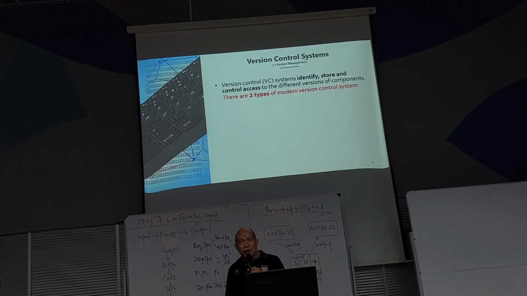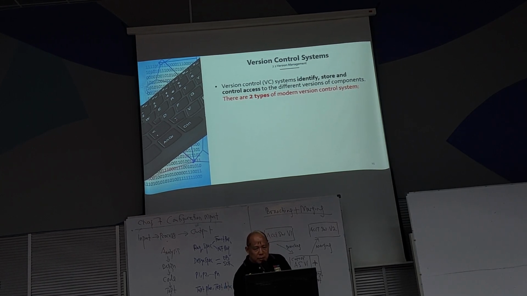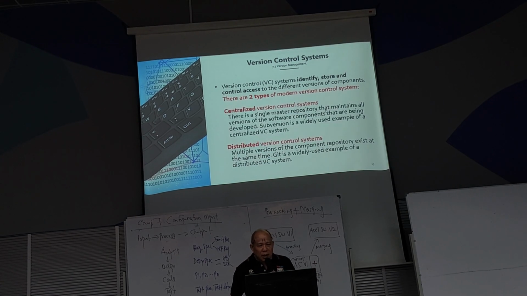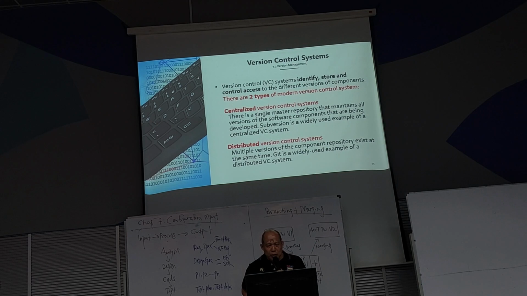So in software, there are so many configuration items. Controlling this kind of access is very time consuming. So there are two types of modern version control system: centralized version control system and distributed version control system.